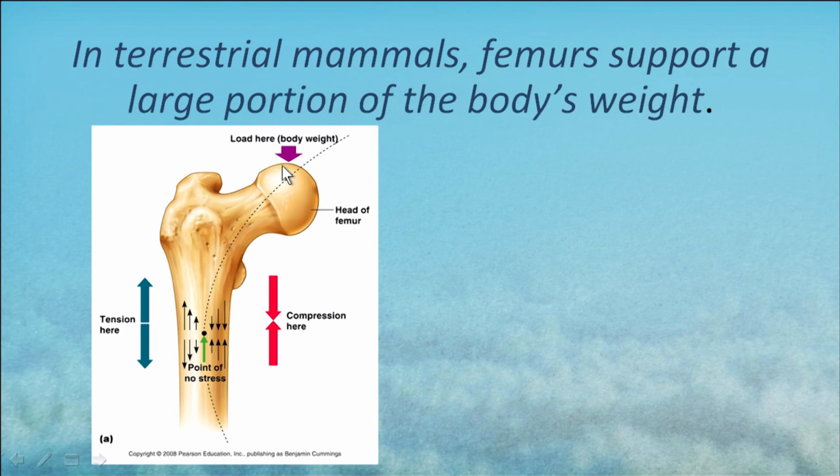And so you might expect, well, there's probably a very thick layer of compact bone there, but in fact there's not. It's a very thin layer. There is, however, a lot of spongy bone, and the spongy bone is going to be arranged in a series of spokes that help that femur support that weight.